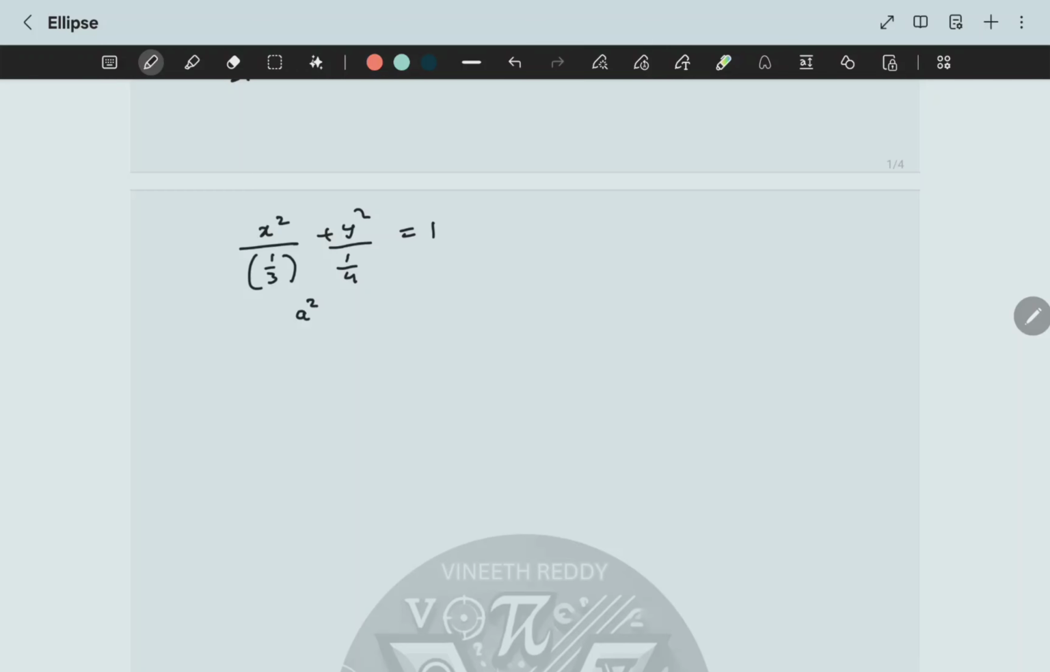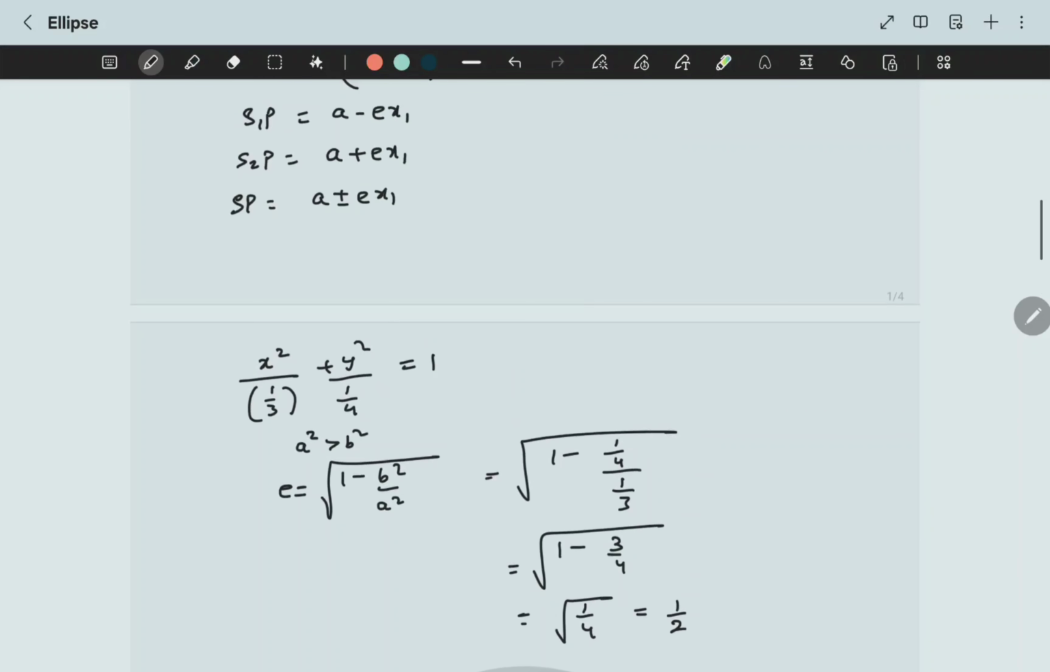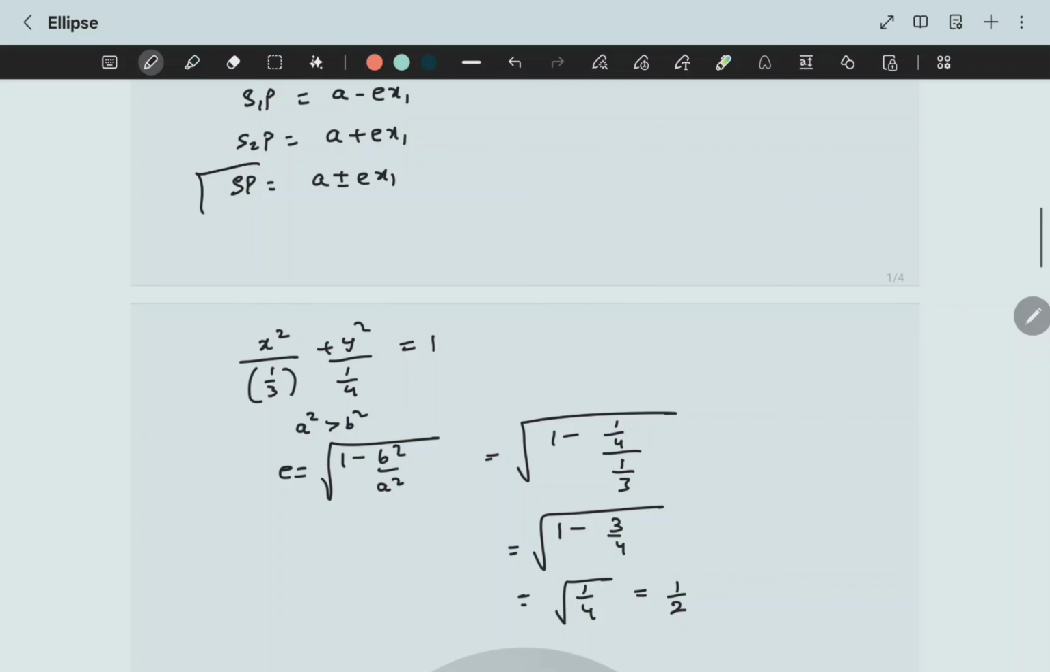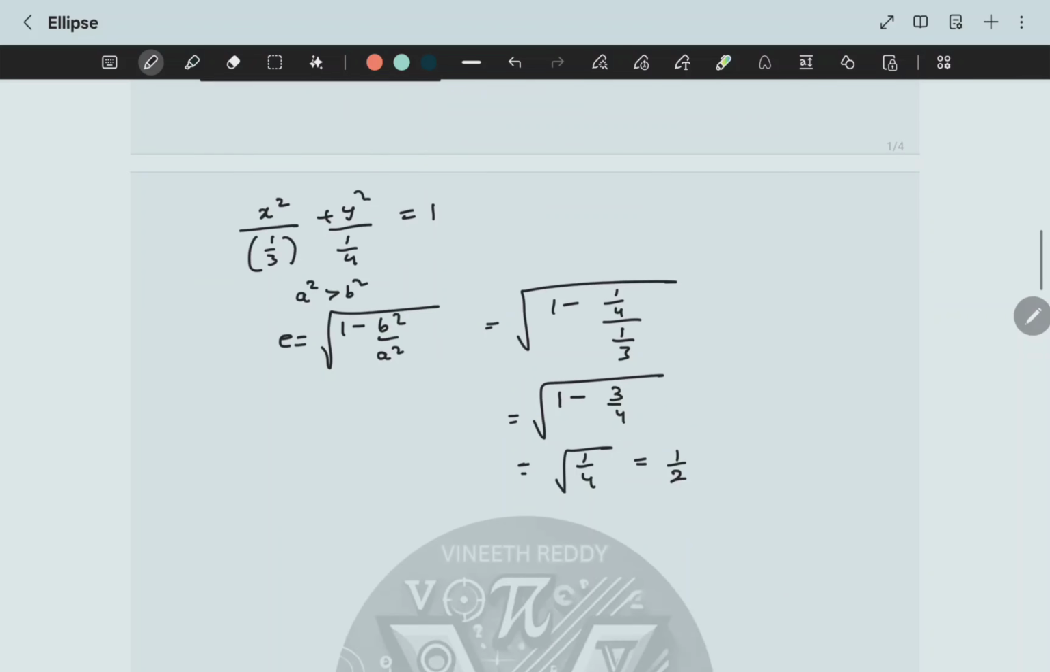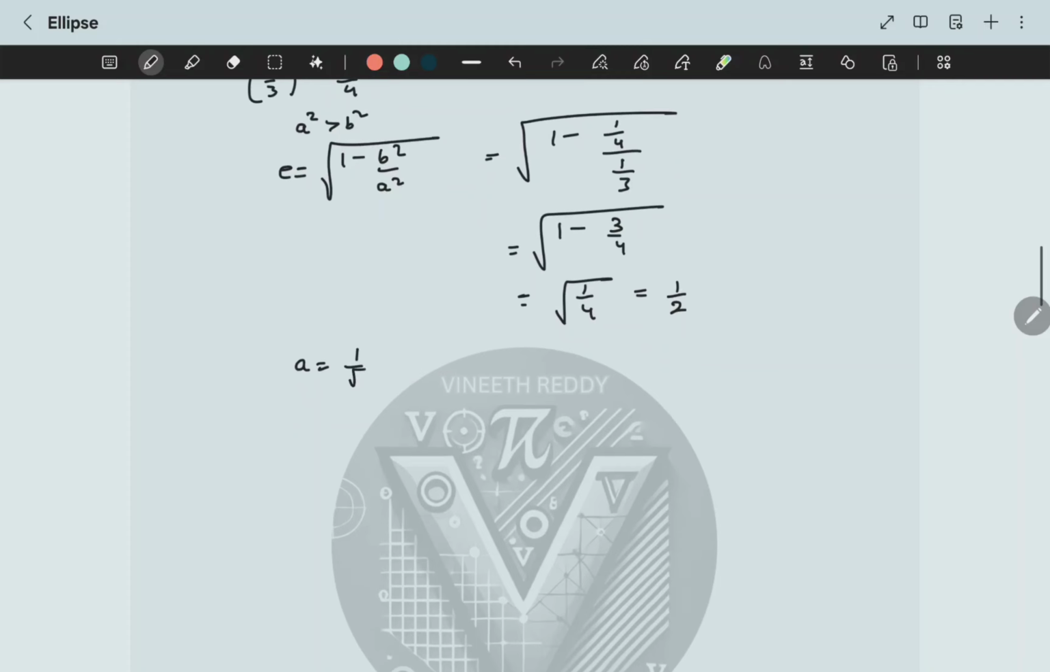Here a square is greater than b square. That means e will be under root 1 minus b square divided by a square, which is under root 1 minus 1 by 4 divided by 1 by 3. This is under root 1 minus 3 divided by 4, which is under root 1 by 4, which is 1 by 2. That means e is 1 by 2. So SP is a plus or minus e x1, and a here is 1 by root 3.